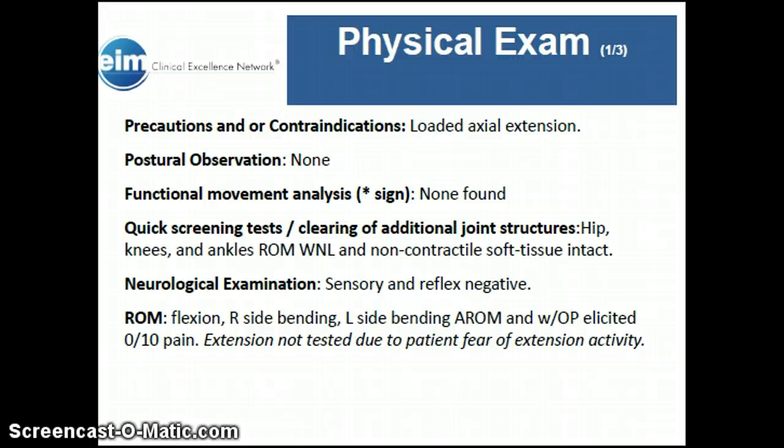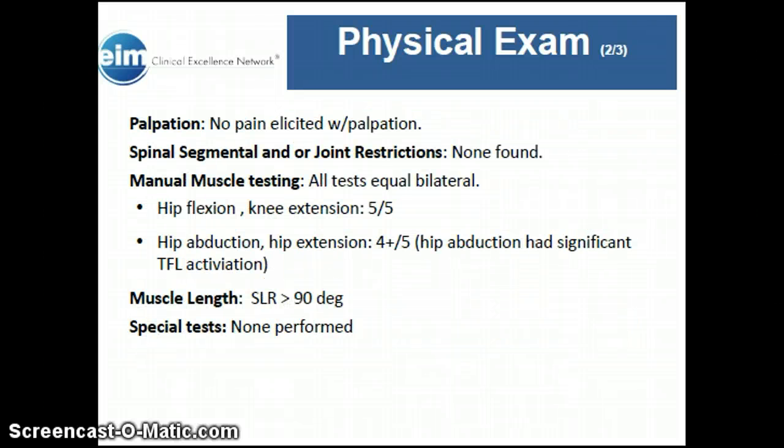And again, lumbar, I did lumbar active range of motion. I did overpressure in all ranges except extension. We didn't do that because he has a bit of a fear there, and I don't want to be the first one to cause him any pain. Palpation didn't elicit anything, nothing significant in the spinal segments, no joint restrictions. Manual muscle testing, he was equal bilaterally.